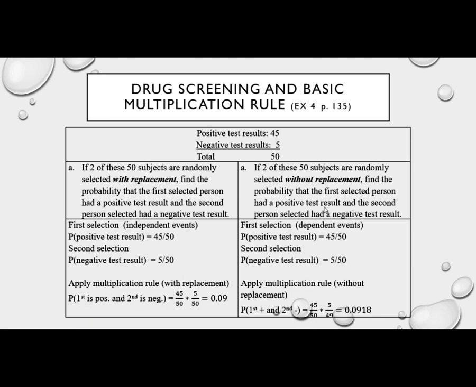Now, without replacement, I have to account for the fact that I took one out. So the first selection is 45 out of 50. The second selection is 5 out of 50. But when I multiply, I have to do 45 over 50 times 5 over 49. I took one out without replacement. And I get almost the same thing, 0.0918.